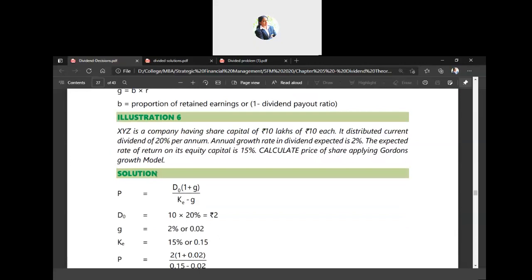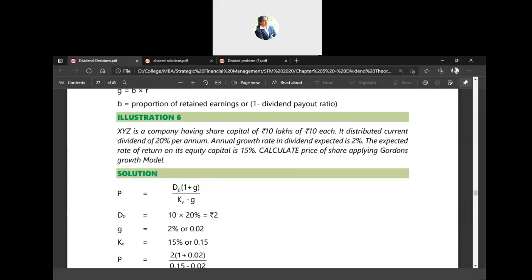Now we can go through the illustration. The illustration speaks of XYZ company. XYZ is a company having share capital of rupees 10 lakh, of rupees 10 each. It distributes a current dividend of 20% per annum. The annual growth rate in dividend is expected to be 2%. The expected rate of return on equity capital is 15%. And you have been asked to calculate the price of the share by applying Gordon's model.